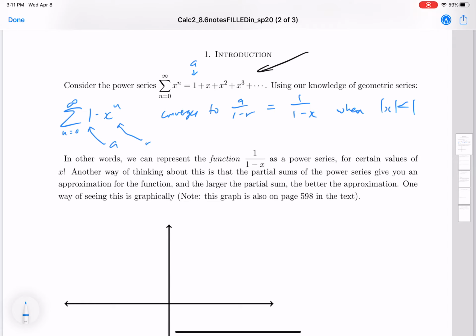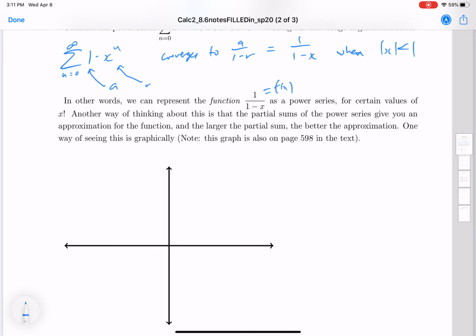So in other words, if I wrote f of x equals 1 over 1 minus x, that is a function. And we can, in fact, represent that function, 1 over 1 minus x, as this power series, which is really just a polynomial that goes on forever. And it only works, though, for certain values of x, or the values between -1 and 1. And another way of thinking about this is that the partial sums of the power series give you an approximation for the function. The larger the partial sum, the better the approximation. So I'm going to try to do this.